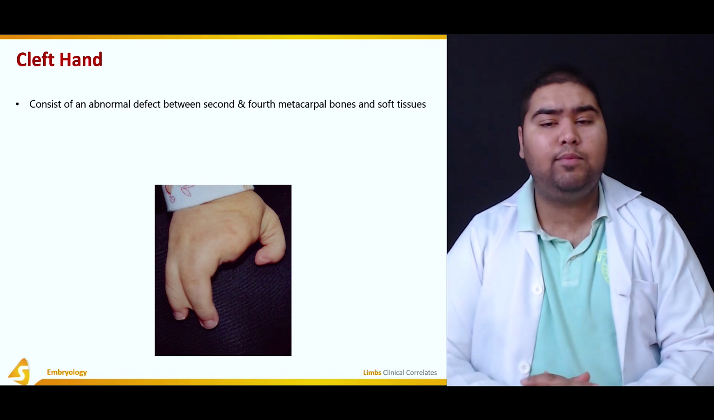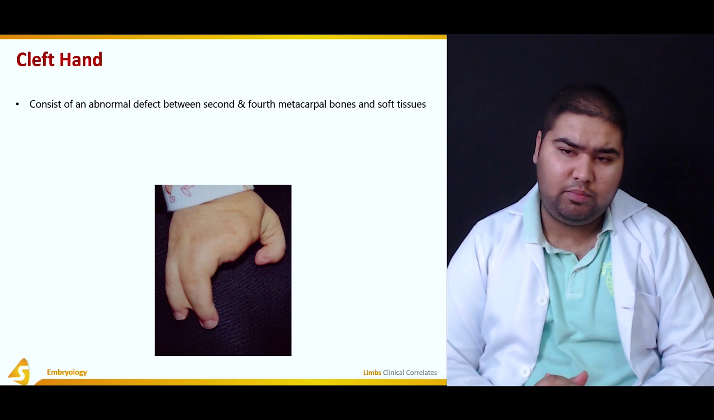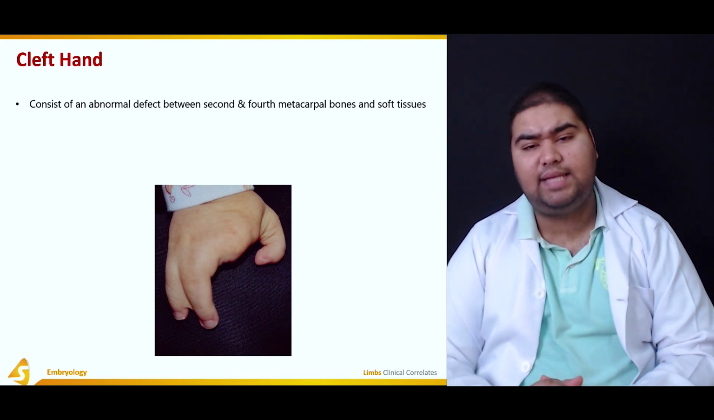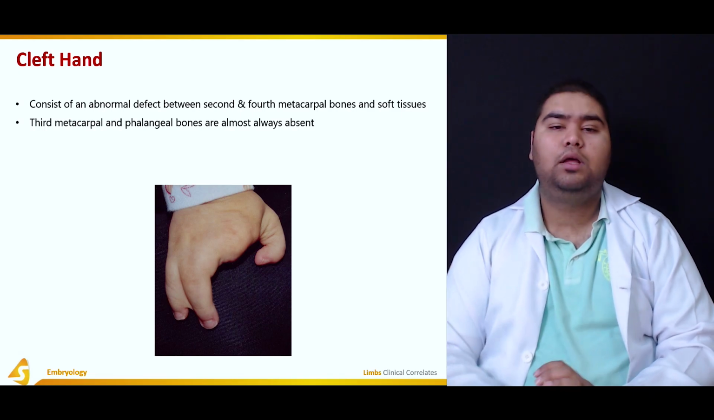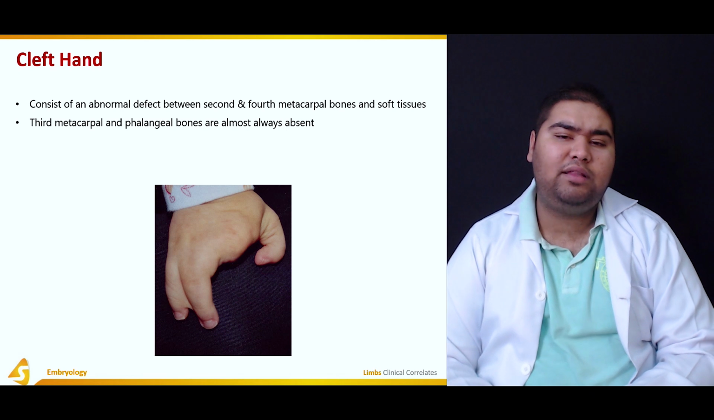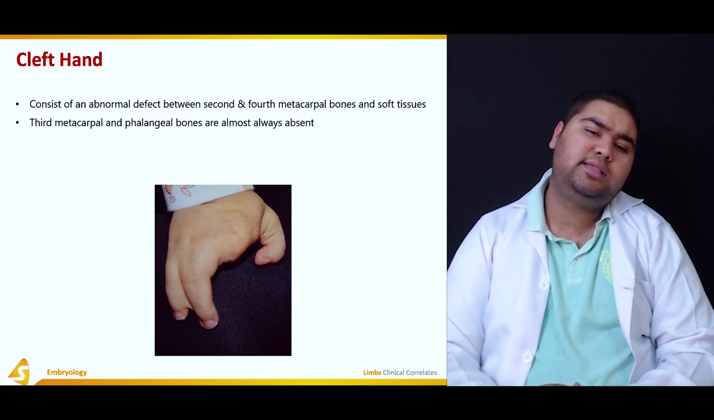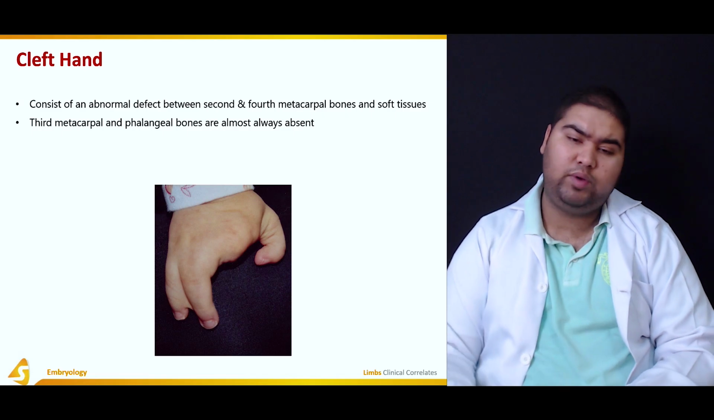Now we have cleft hand. It consists of an abnormal defect between second and fourth metacarpal bones and the soft tissues. The third metacarpal and the phalanges bones are almost always absent. So very diagnostic, the third metacarpal and the phalangeal bones are almost always absent.